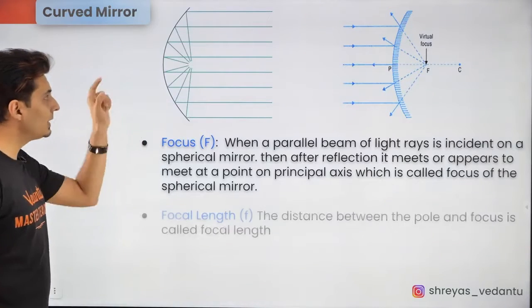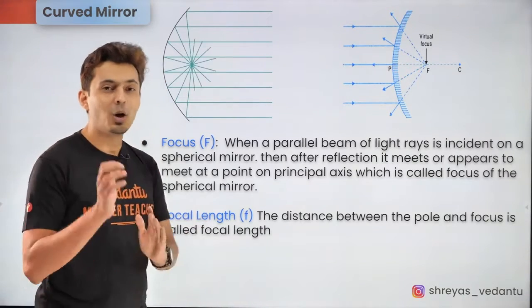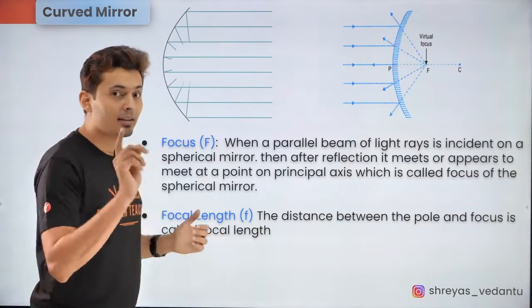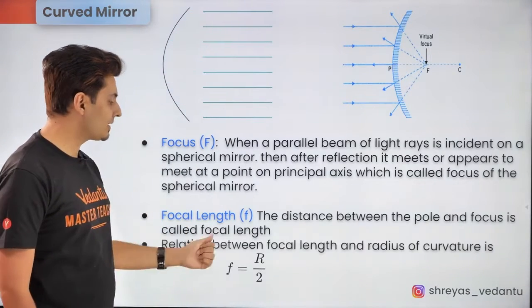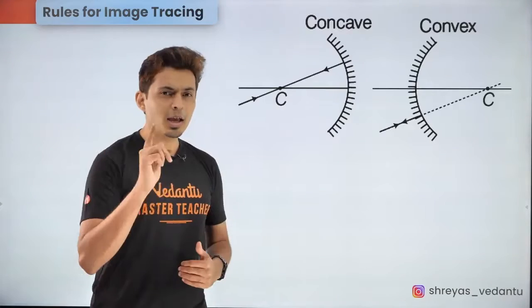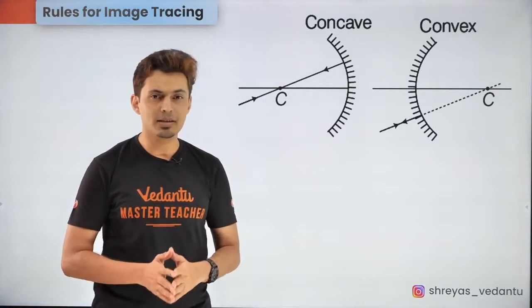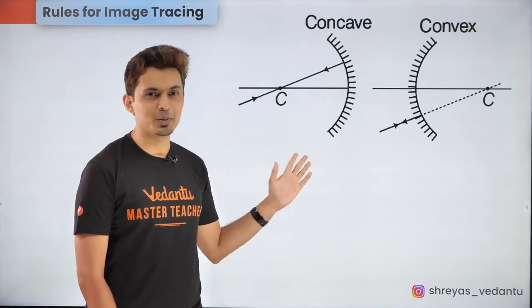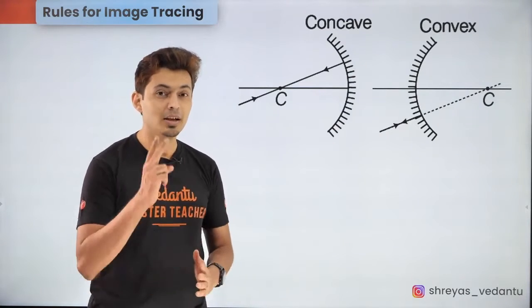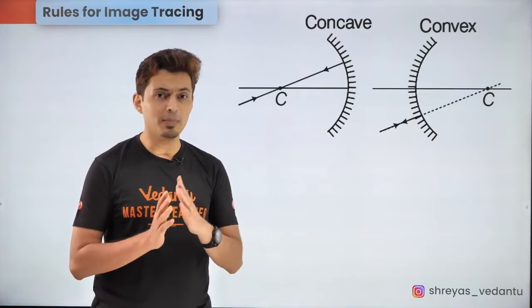The distance between the pole and the focal point is called the focal length of that particular curved mirror, and the relationship with the radius of curvature is given by f = R/2. If you geometrically want to locate the exact position of the image, then you just need to follow some simple rules. Also remember, you just need two rays to locate the exact position of an image formed by a point object.